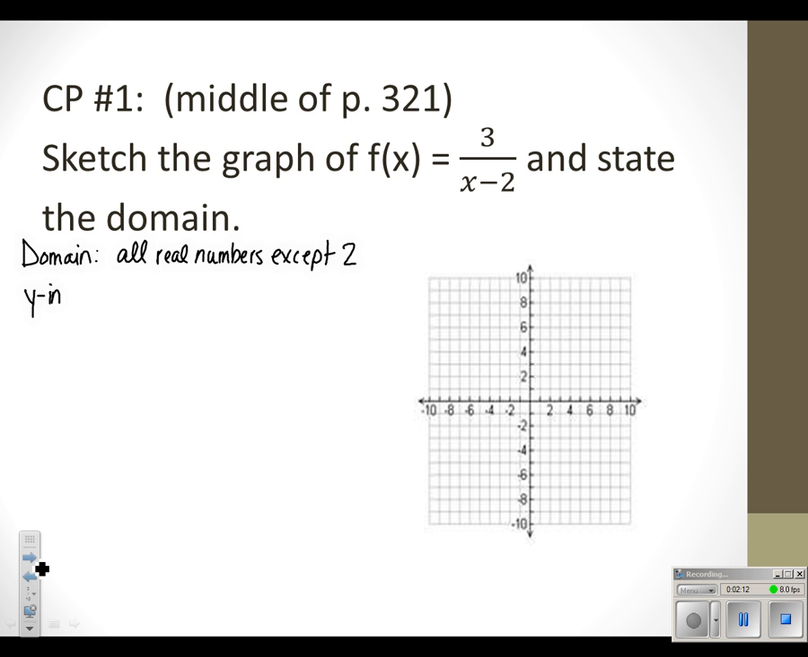Our y-intercept. Let's go ahead and plug 0 in for x, and we end up getting negative 3/2. So our y-intercept is the point 0, negative 3/2. Our x-intercept. If we plug 0 in for y, multiply both sides by x minus 2, we're going to get 0 is equal to 3. Well, that is not true. So we actually have no x-intercept.